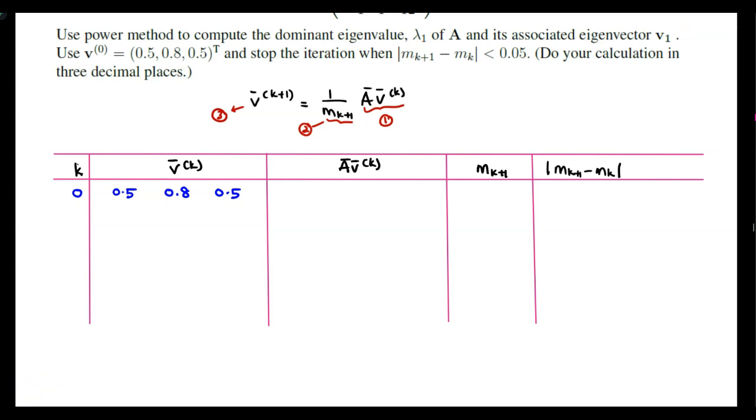Okay, so the initial eigenvector is supposed to be known from your problem, and that is given by 0.5, 0.8, and 0.5. And then your first step is to compute A v_k. So we are going to do this by calculator. We are not doing the manual calculation because the calculator will help us to speed up the calculation.